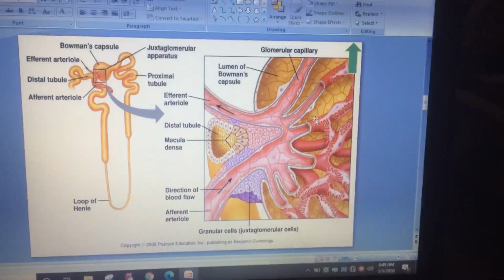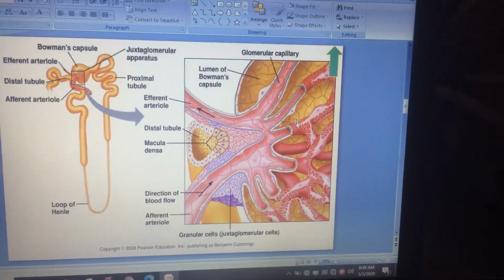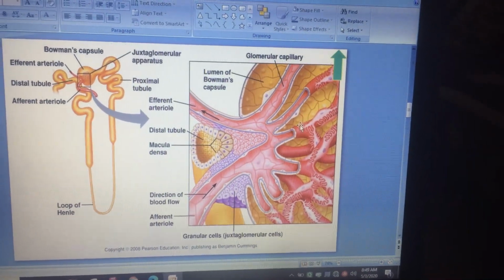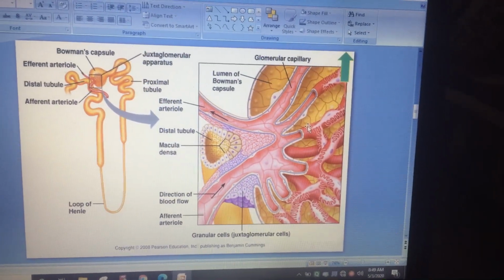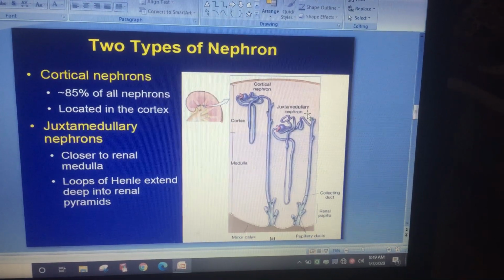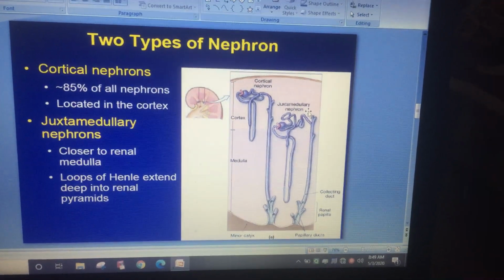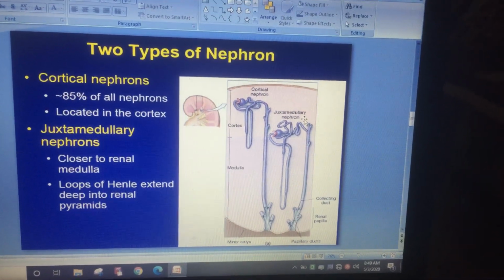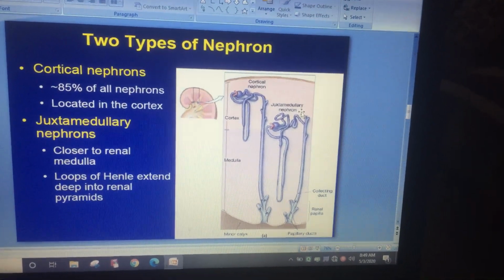The second part in this shows the structure of the glomerulus, where there is a macula densa and there are efferent arterioles, which secrete renin and erythropoietin. There are two types of nephrons, cortical nephrons and juxtamedullary nephrons. 85% of the nephrons are cortical nephrons, which are the main functioning nephrons. The juxtamedullary nephrons are usually dormant.